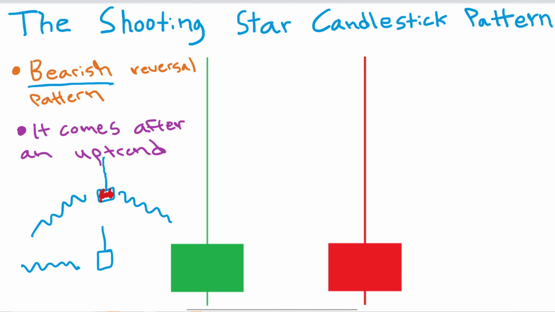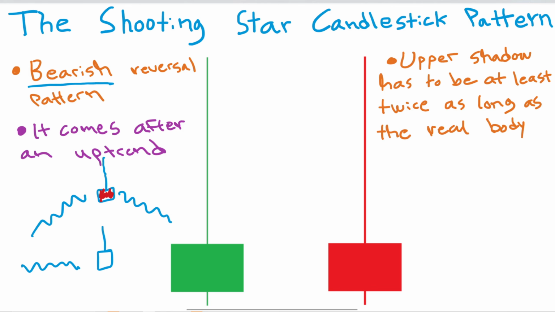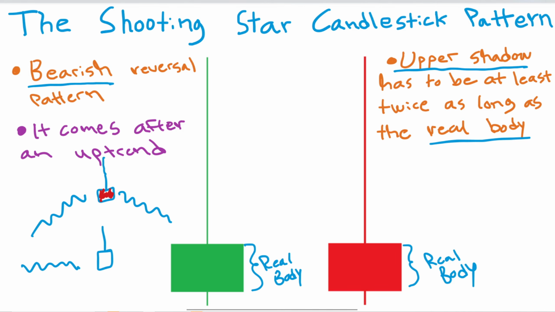Right, so how about the appearance? Well, the upper shadow has to be at least twice as long as the real body. And the real body is the part right here and right here. And the upper shadow is here, and the same thing applies for the red candle. And as you can see below the real body, we have the lower shadow.